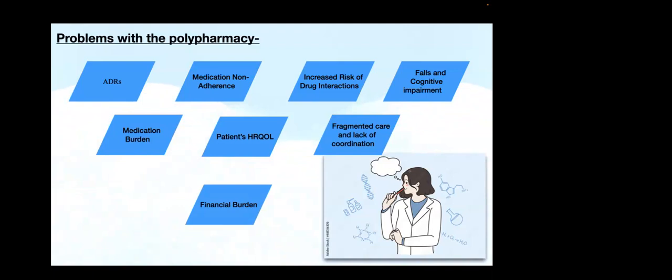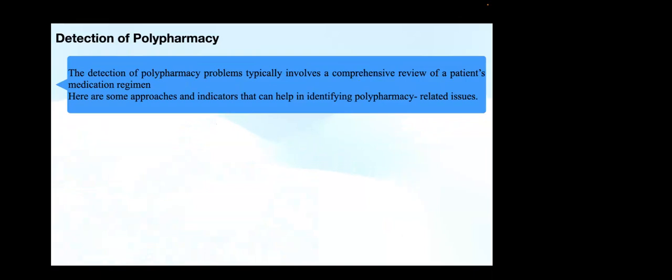The more drugs there are, the more financial burden on the patient. The second thing is detection of polypharmacy. Now, the detection of polypharmacy typically involves a comprehensive review of a patient's medication regimen. And here are some approaches and indicators that can help in identifying polypharmacy related issues.